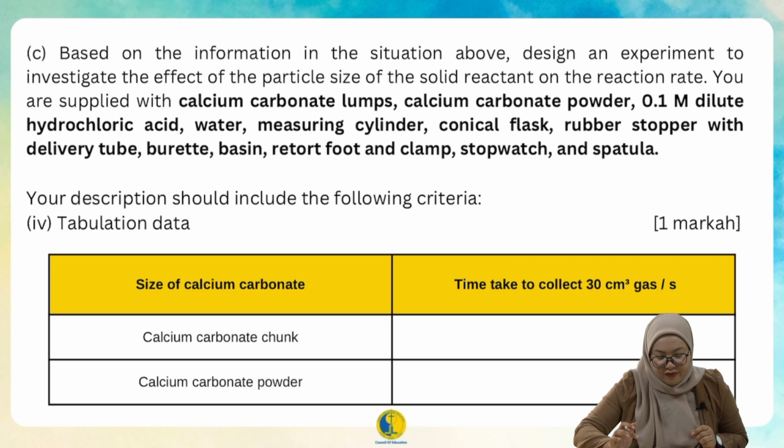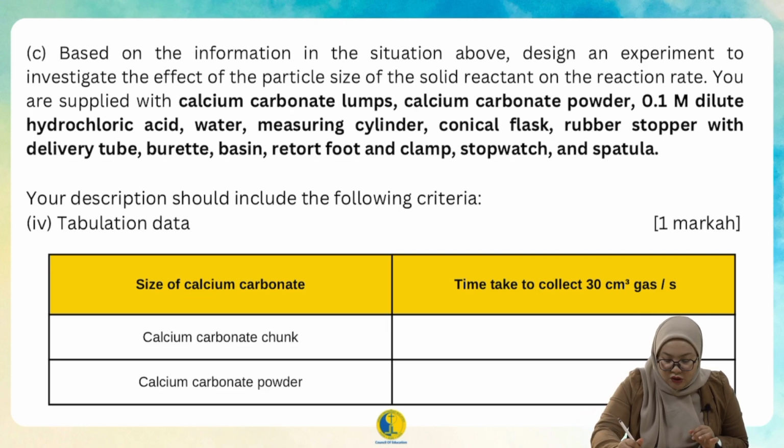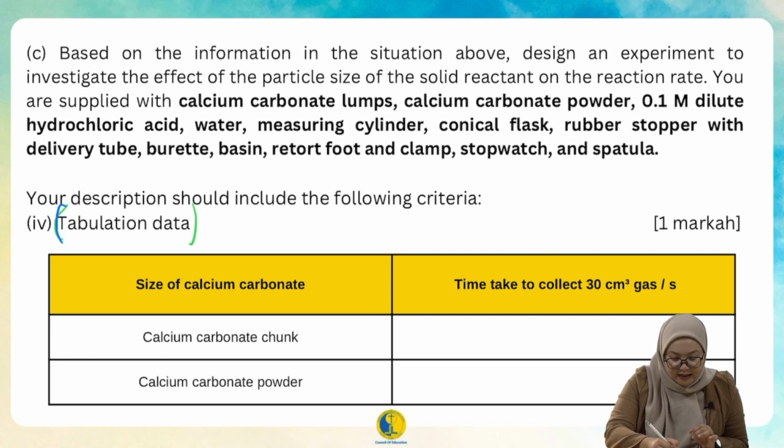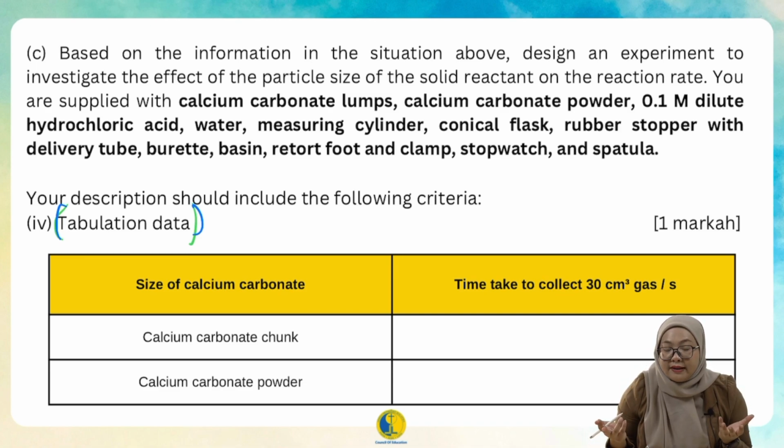Now we go to the final question. The final question in this section is the tabulation of data. Tabulation of data is very easy peasy. Close your eyes, you can answer already. What you have to do is draw a table using your ruler. Make sure it's a proper table.